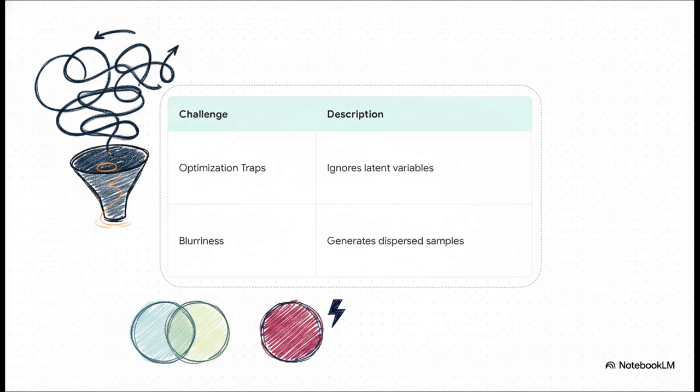The second limitation is blurriness. Because VAEs are optimized over the entire distribution and get strictly penalized if they miss anything, they tend to generate safer, more dispersed, and kind of slightly blurry samples, especially when you compare them to the razor-sharp, even if slightly more fragile outputs you'd get from something like a generative adversarial network or a GAN.